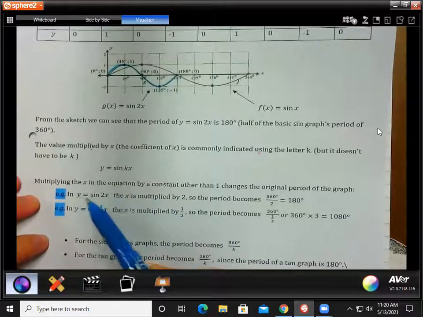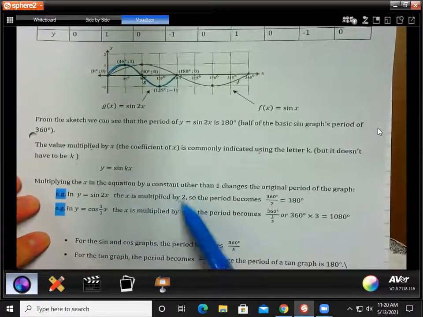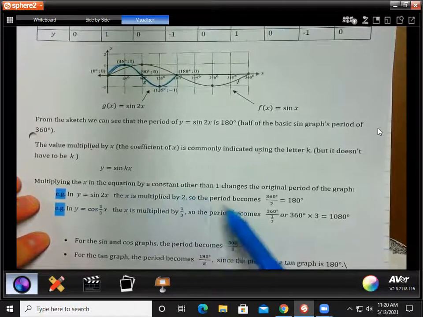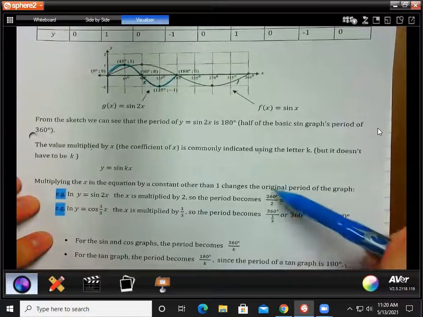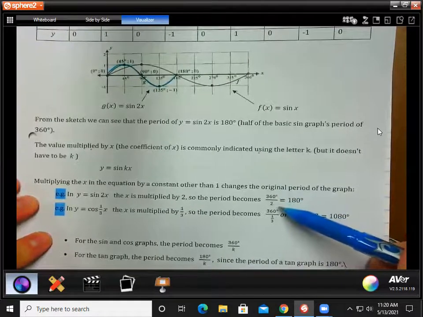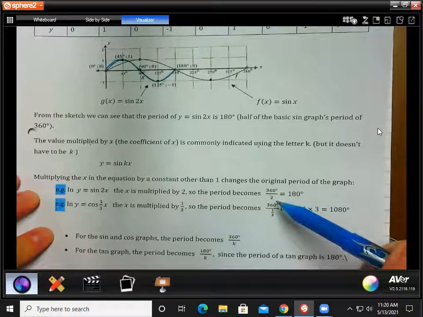For example, in y equals sine 2x, the x is multiplied by 2. Our k value is 2. So the period becomes 180, which is the same as 360 divided by 2, divided by that k value. We are going to write this down.